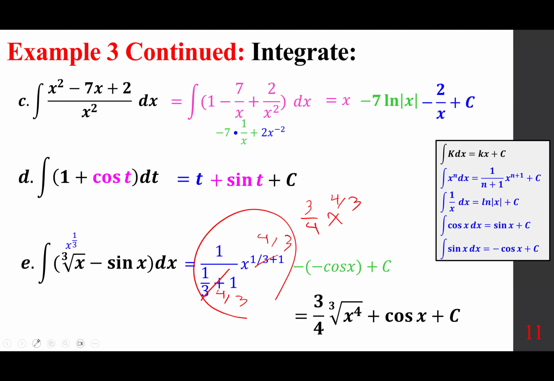In some examples, they insist that you put it in that format. Also, this one, you could write it as cube root of x to the power of 4. That means the same thing. So I'm showing you various formats algebraically.